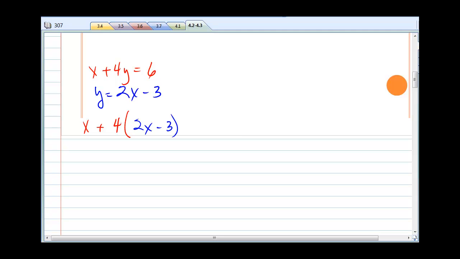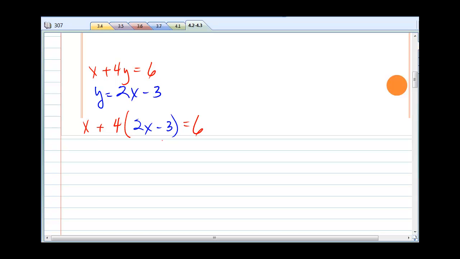So I'm going to rewrite that problem. x plus 4y is equal to 6, and the second equation is y is equal to 2x minus 3. So solve by substitution says I solve one of my equations for a variable and I substitute that right back in. So since my second equation is already solved for y, then I say x plus 4 times what y was already, 2x minus 3, and that's equal to 6.